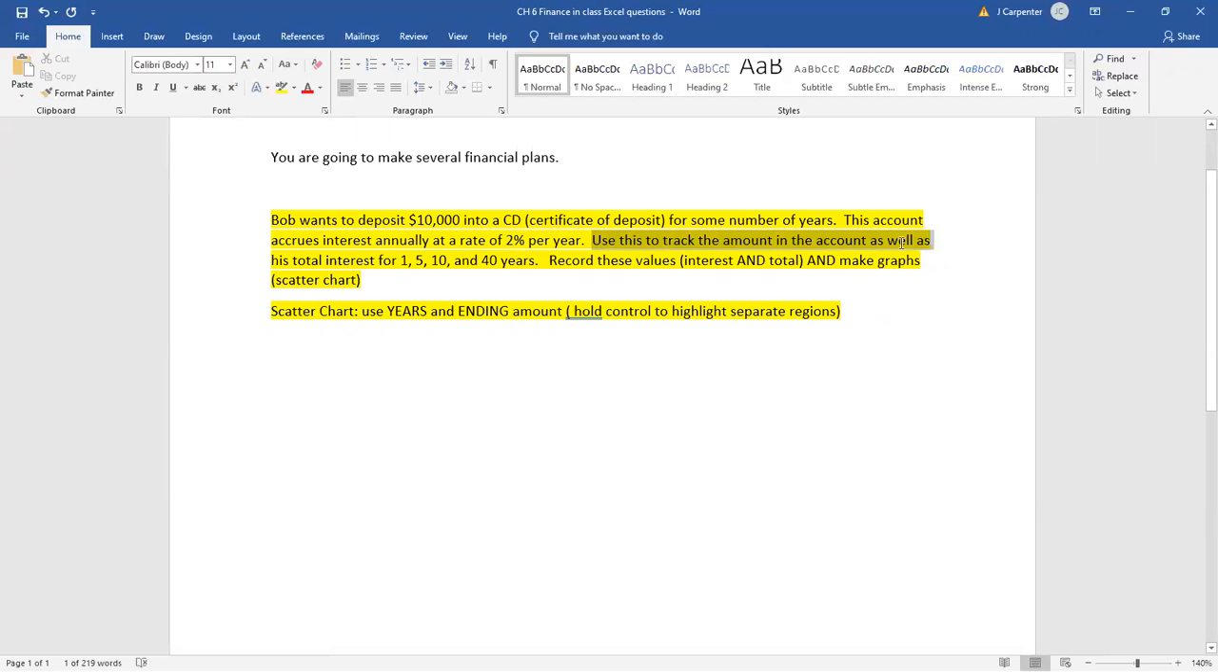Use this to track the amount in the account as well as his total interest for 1 year, 5 year, 10 years, and 40 years. Record these values, interest and total, and make graphs, aka a scatter chart. And when we get to the scatter chart, we want to use the years and the ending amount. And as a reminder, if you need to go over gaps in Excel, holding Control will help you do that. All right, so the scatter chart stuff isn't going to be an issue for a while. So I'm specifically looking for 1, 5, 10, and 40 years in.